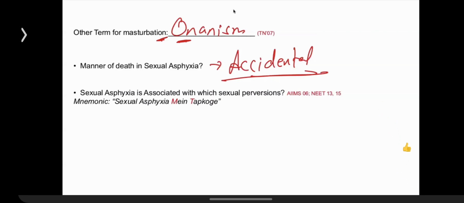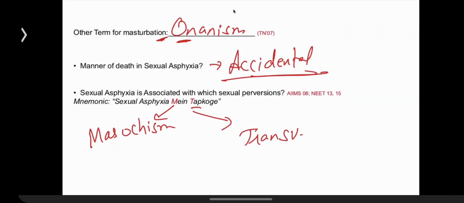It is, so remember the mnemonic: sexual asphyxia में टपकोगे. M for masochism, T for transvestism. Are you guys with me or not? Are you understanding or not? Is it helping you out or not in revision?